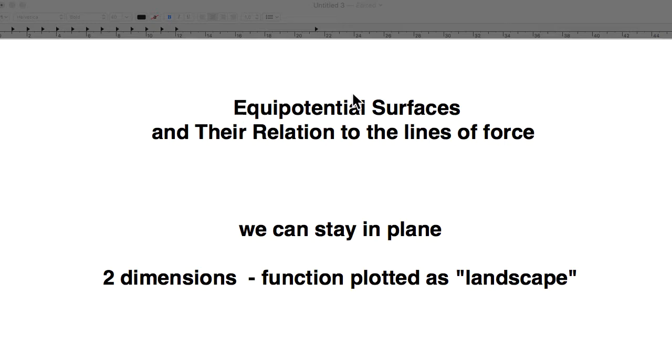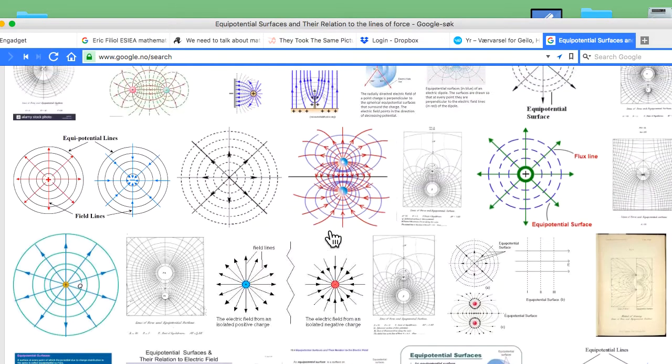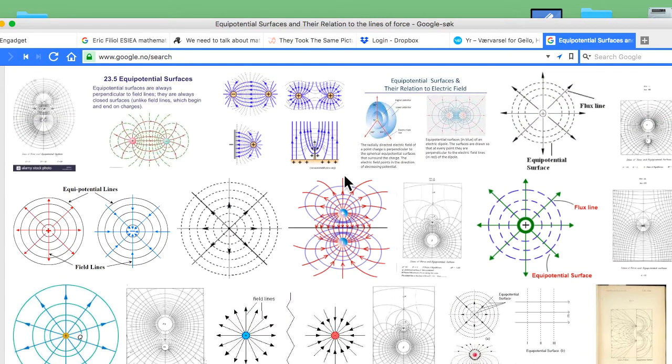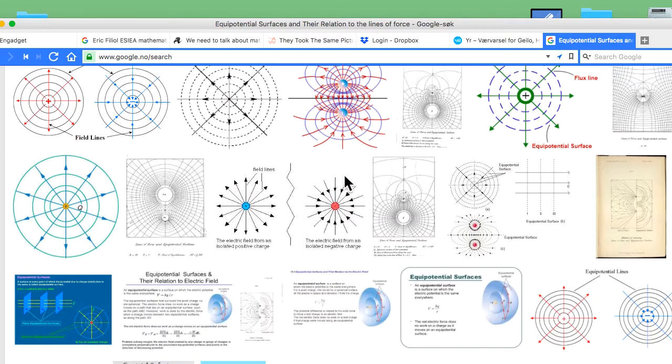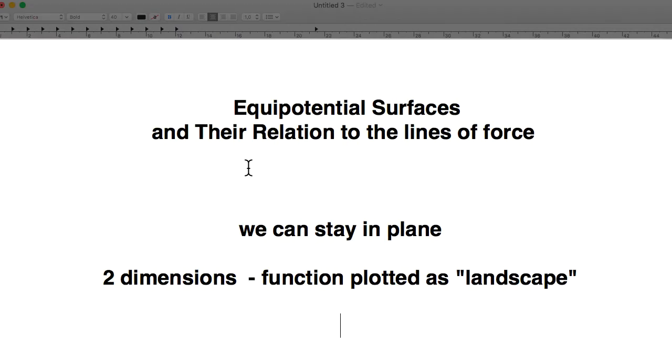If we search for his title, look here what we find. We find mostly two-dimensional pictures. There are some equipotential surfaces, but usually we are in the plane. So it means we can stay in plane because we are looking for only two dimensions. So we are looking at the potential, what the test particle would feel when it's there, this distribution of charges.